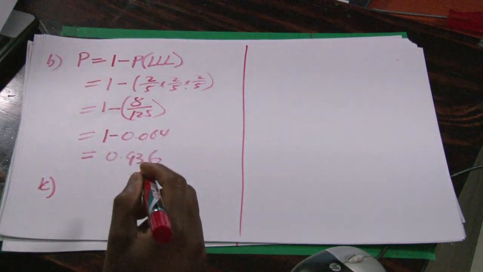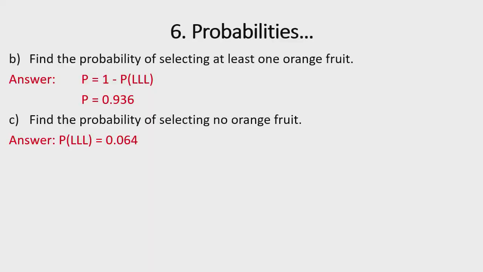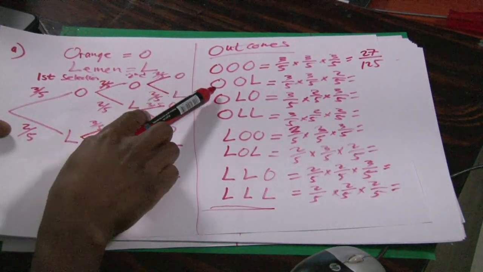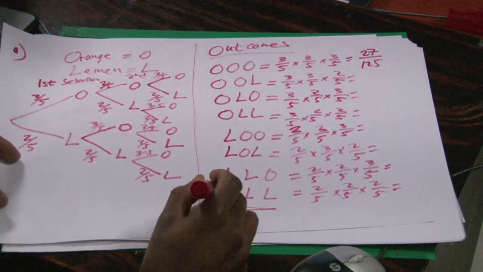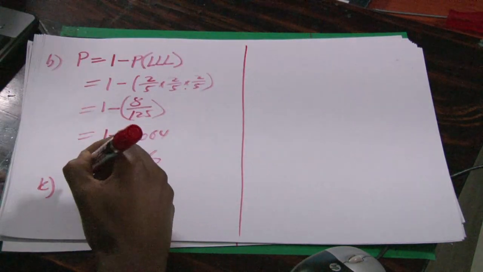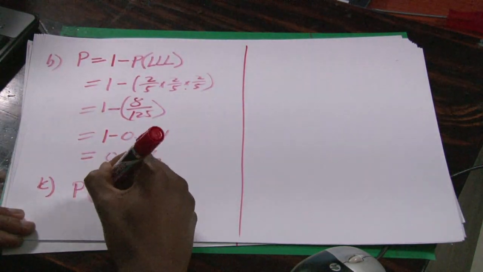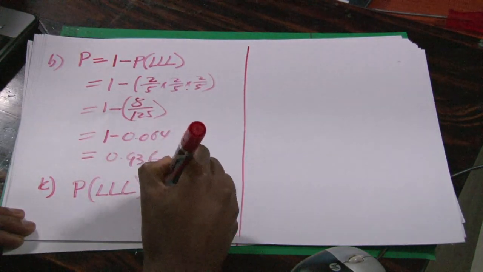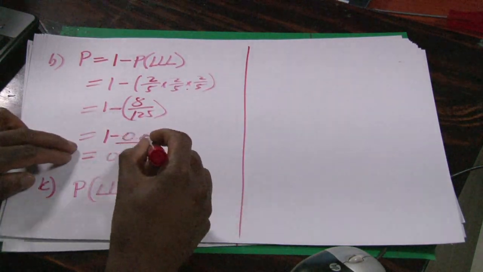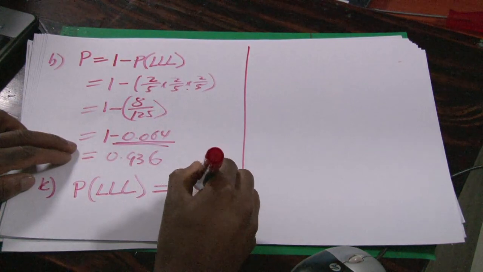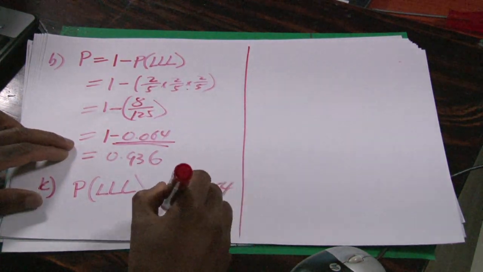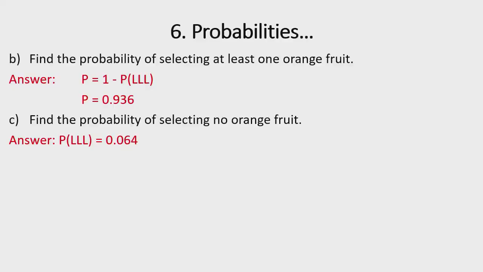Then C, that's your next part. C is find the probability of selecting no orange fruit. No orange fruit at all. We look at your outcomes. Here there's an orange, there's orange, there's orange. Basically it's only this one. That's the probability of all lemon, which we already did there: 0.064. Then you are done. Whichever way the question is asked, you just look at your outcomes, then you derive the rest.